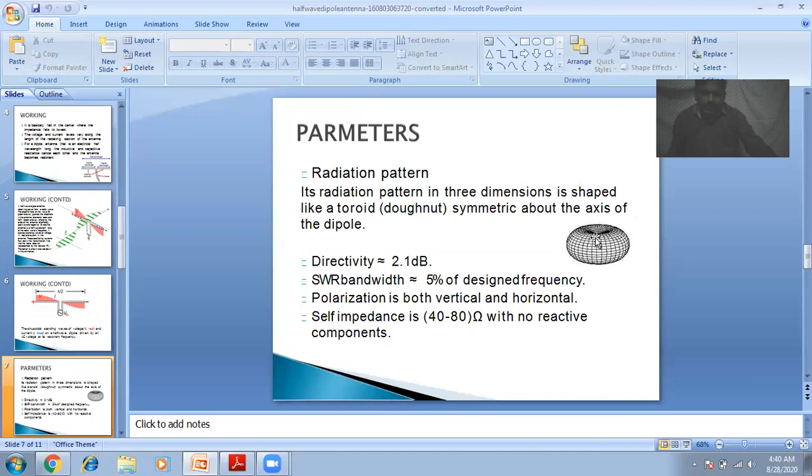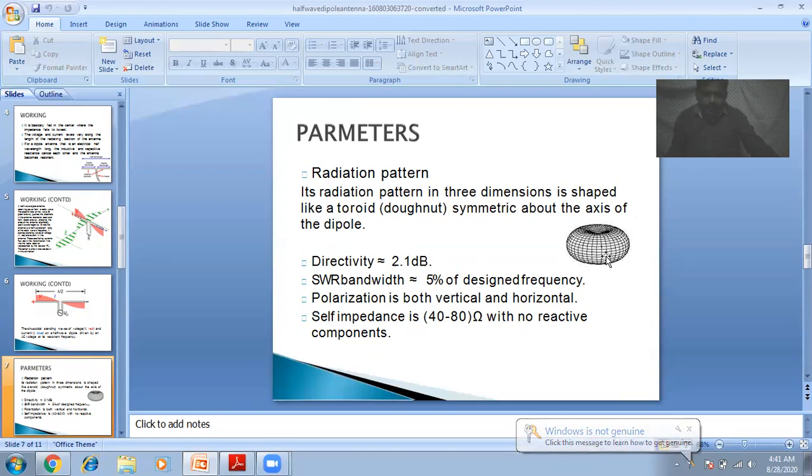Assume this half wave dipole antenna is at the center. Around the antenna, there is this type of distribution of the electric field. So the distribution of the electric field and magnetic field around this antenna is seen as this type of pattern. So it is an omnidirectional pattern. In the horizontal plane, it is radiating uniformly, and in the vertical plane, the radiation is not uniform. This type of pattern is called an omnidirectional radiation pattern.